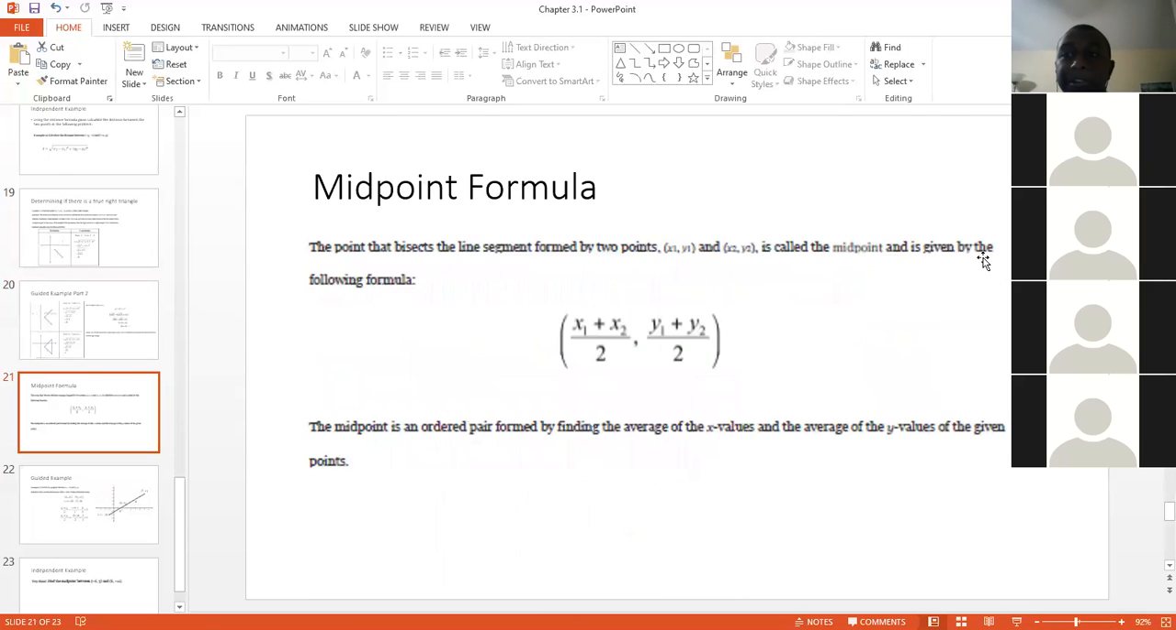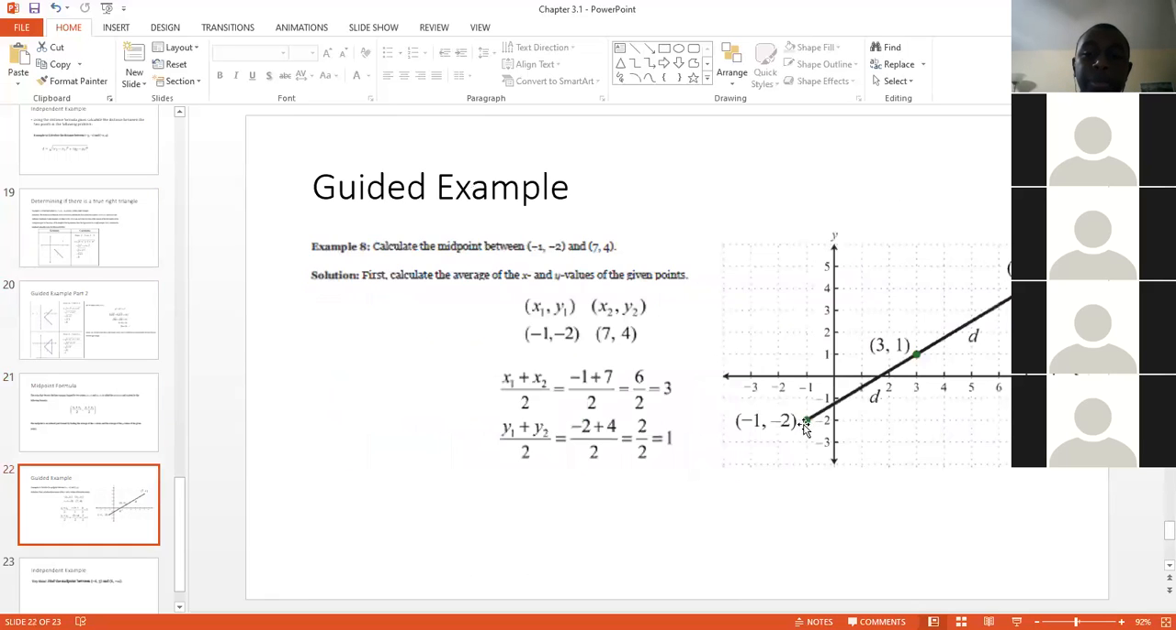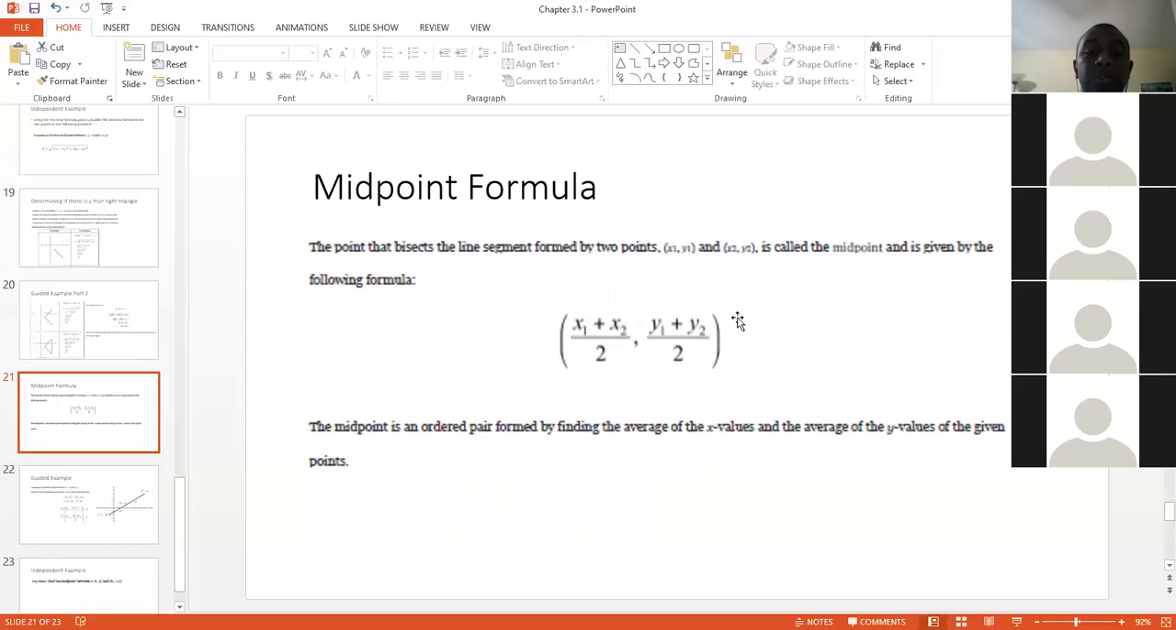Okay, midpoint formula. This is just to find the middle of a line segment. So let's look at this. You have a line segment, point A, point B. You're trying to find the middle. You're trying to find the midpoint. This is called the midpoint. So how do you find this? You can use this formula.